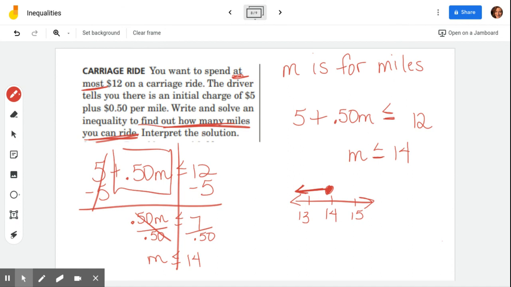Interpret means say in words, put labels with it. So it says M is less than or equal to 14. We know M is for miles. So that means we can go 14 or less or fewer, however you want to say that, miles. Okay?